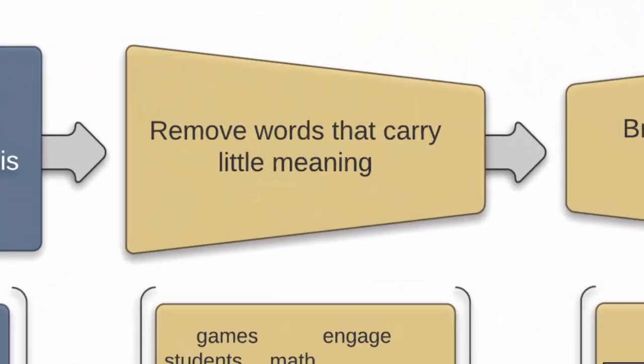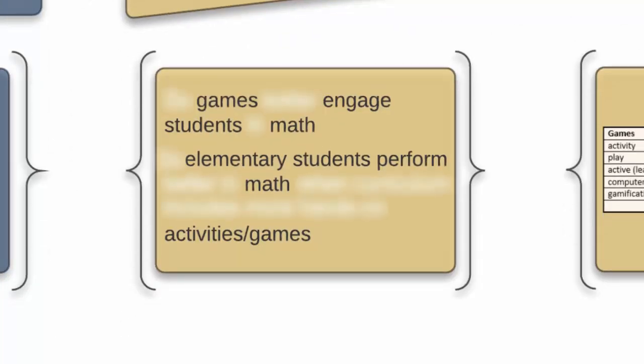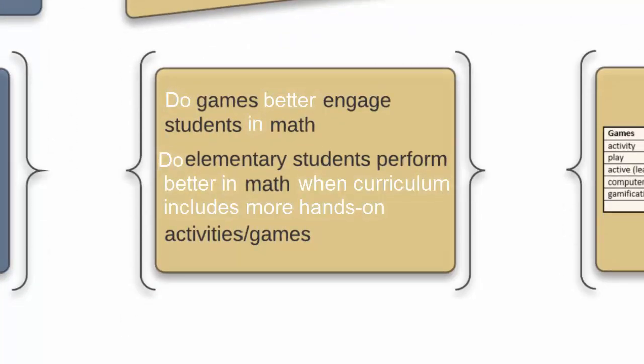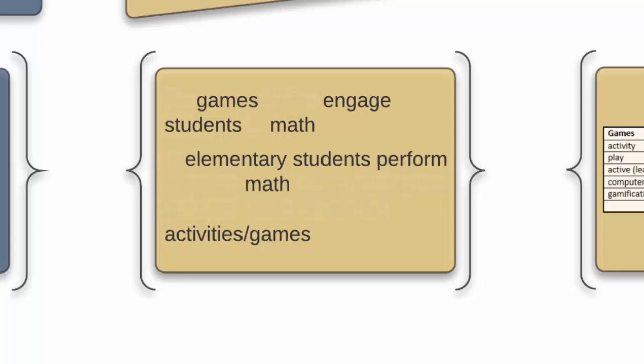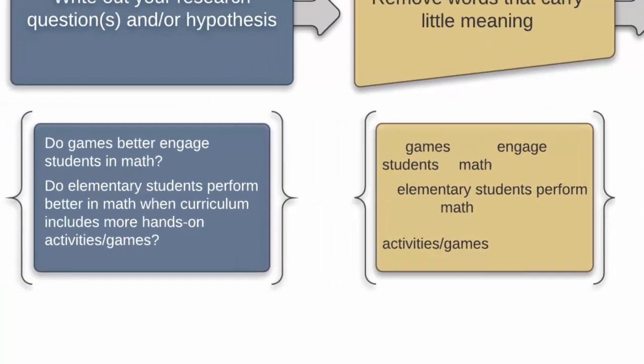In step 2, we'll remove words that carry little meaning to reveal key concepts. This is because in most databases, small words such as it, the, and or will be ignored or interpreted as search operators. Your search will be stronger if you translate your natural language into the language of the database. In our example, we remove words such as do, in, and more to be left with the ideas that help define what we want to know about.